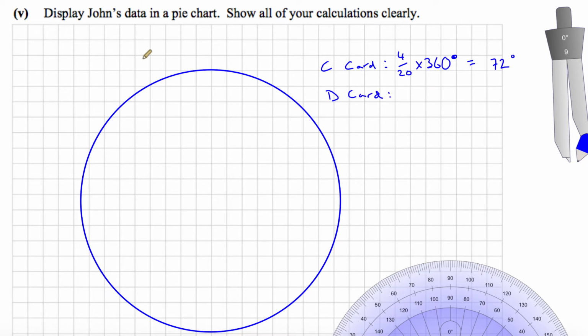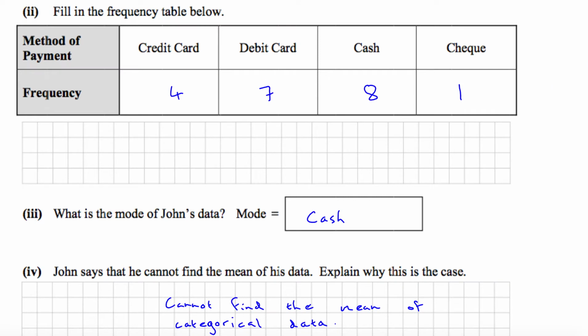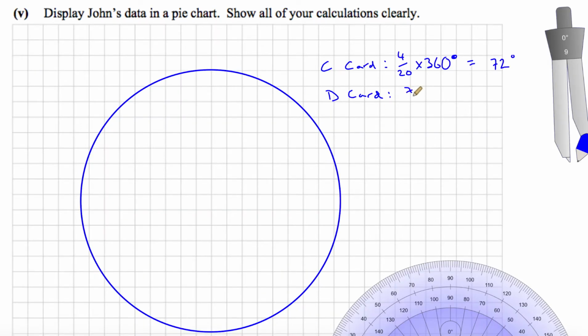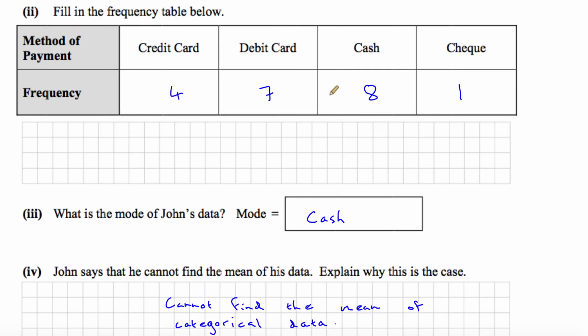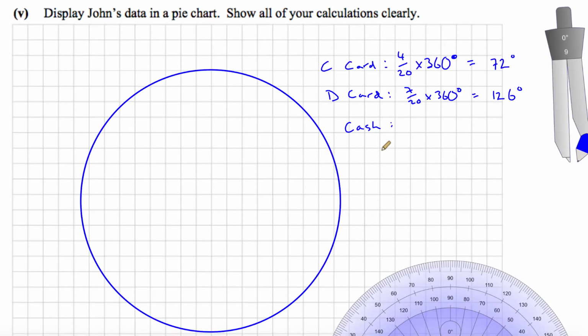Then we can do debit card. So the debit card was 7 out of 20. So 7 over 20 times 360 degrees. And that gives us 126 degrees. After that, then we've got cash. So again, we'll go back and check. Cash was 8. So that's 8 out of 20, the total number of entries, times our 360 degrees to find out what fraction of the circle it is. And on our calculator, that gives us 144 degrees.